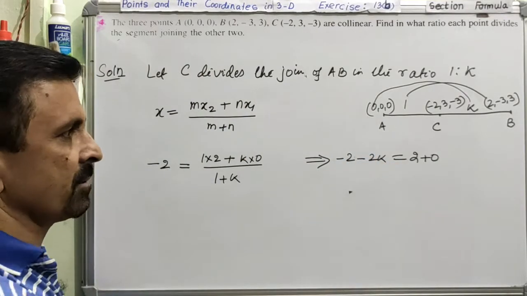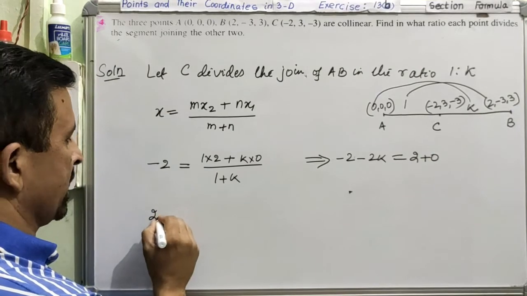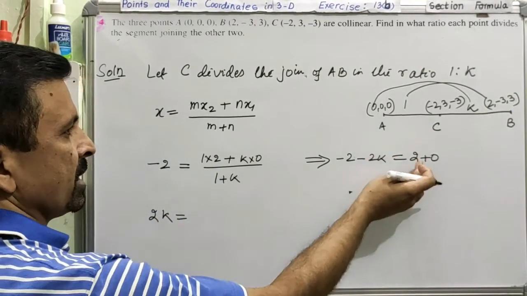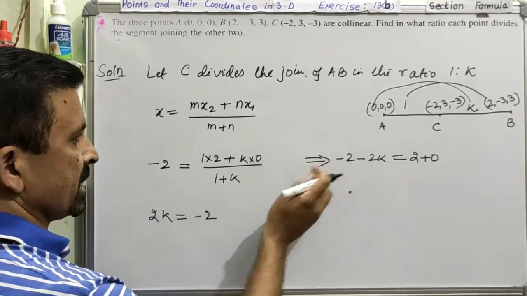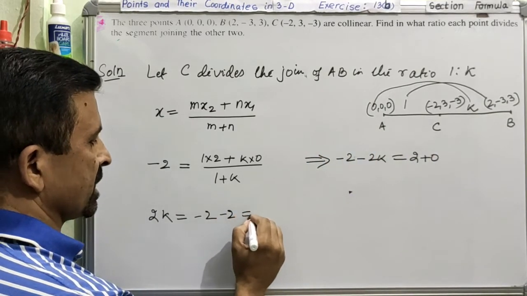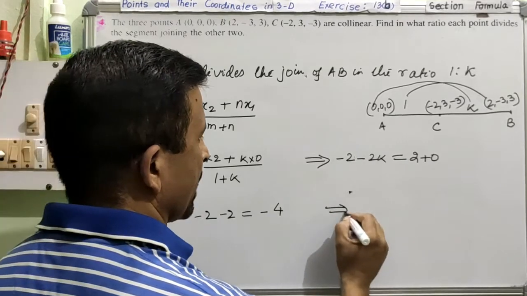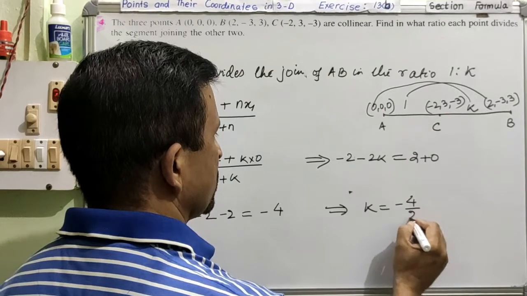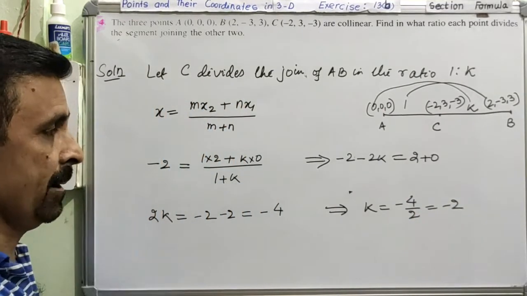Now you can simplify. This is a linear equation, very simple. 2k I can take to that side, so 2k will become positive when I take it to the right hand side, and this 2 will come to this side and become negative. So this is -2, this is -2, and when this comes to this side, this also becomes -2. So this is -4. Clear? Now from here, k is equal to -4 divided by 2, which is -2. So this is the value of your k.